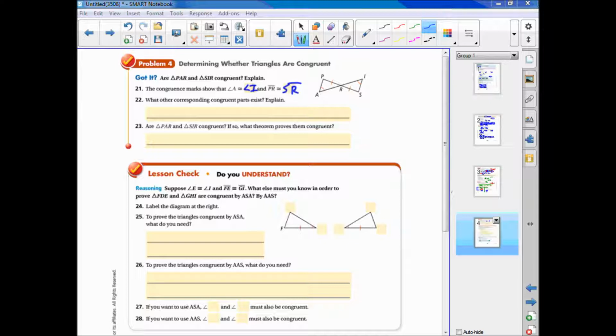Are there any other corresponding parts that are congruent? And how do you know? So it's basically saying, oh, is there another part of the triangles that are congruent even though they're not marked? And this is yes. Angle PRA should be congruent to angle SRI, and that's because they are vertical angles, and vertical angles are always congruent.